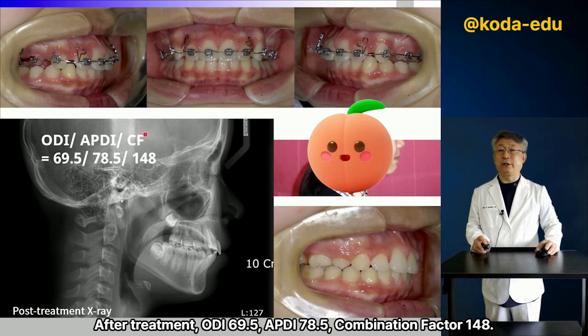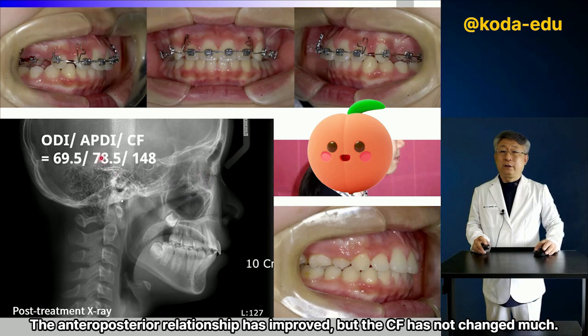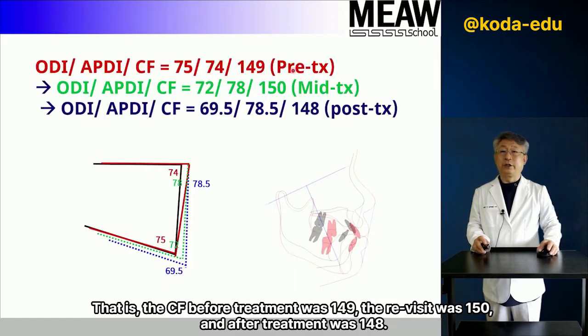After treatment, ODI 69.5, APDI 78.5, combination factor 148. The anteroposterior relationship has improved, but the CF has not changed much. That is, the CF before treatment was 149, at the revisit was 150, and after treatment was 148.